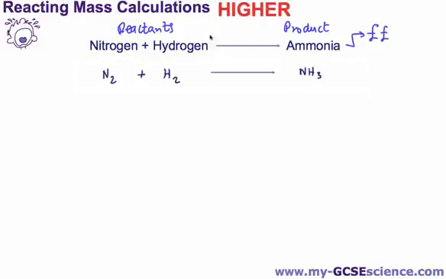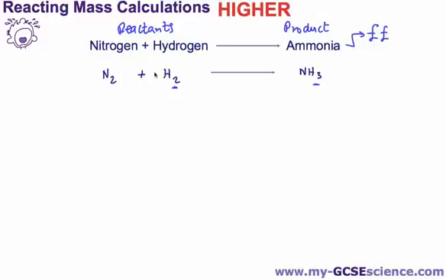A formula equation tells us a bit more. But the problem with this formula equation is that while we've got nitrogen and hydrogen reacting to make ammonia, we've got a slight imbalance in the number of atoms. I've got 3 hydrogen on this side and 2 on this side, and unfortunately you can't have that in chemistry. You can't magic up atoms, or you can't make them disappear into thin air.